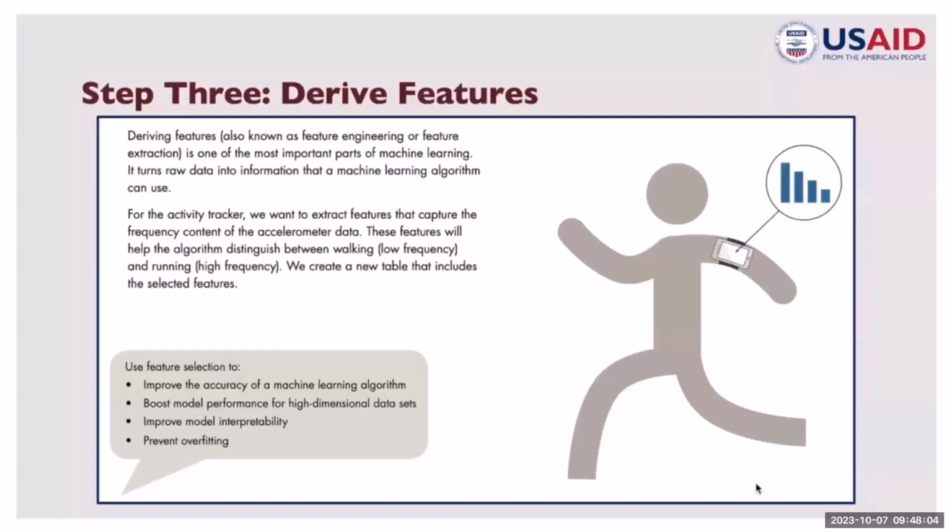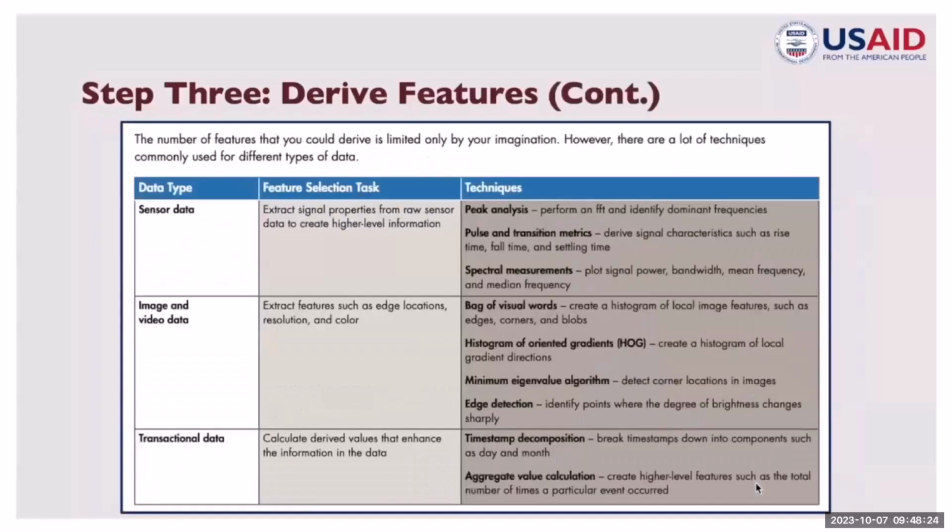Use feature selection if we have the following situation. If we want to improve the accuracy of a machine learning algorithm, or boost model performance for a high-dimensional dataset, improve model interpretability, or even prevent overfitting. Now, the number of features that you could derive is limited only by your imagination. However, there are a lot of techniques commonly used for different types of data. So we have here three commonly used feature engineering processes depending on the data type.